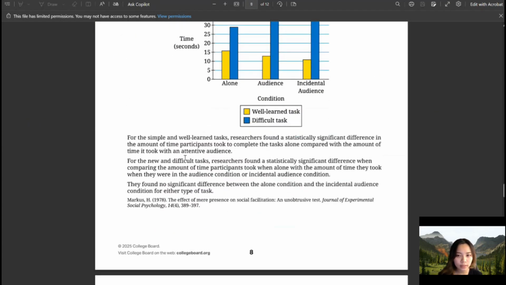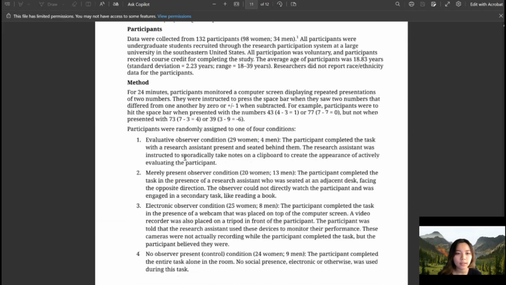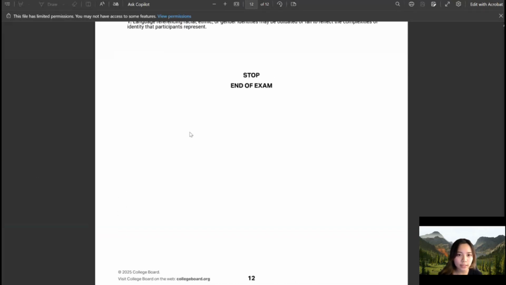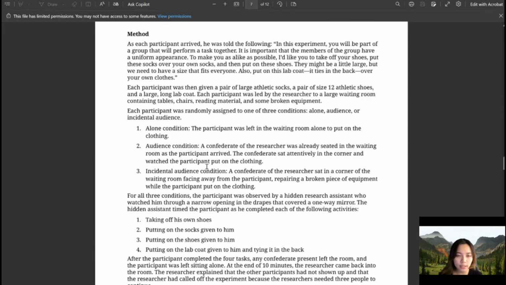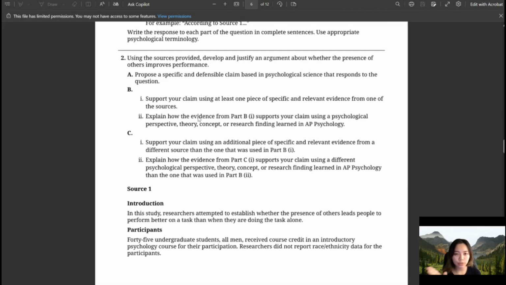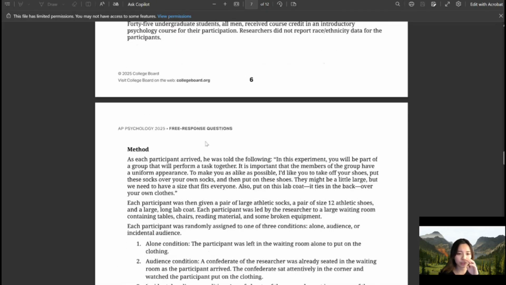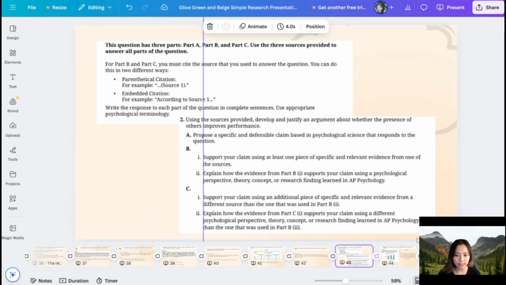As you can see, the sources are really, really long, so it takes a lot of time to read them. So when you start, don't start from the introduction. This is really different from part A of the FRQ. When you need to read 3 sources, just go to the really bottom of that source, read the results and discussion, and make a 1 to 2 sentence summary for it.